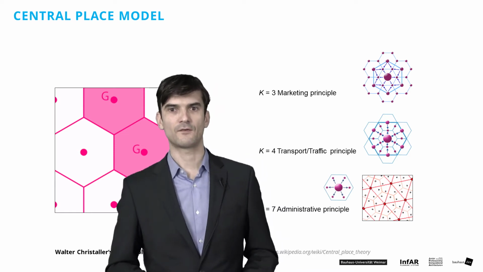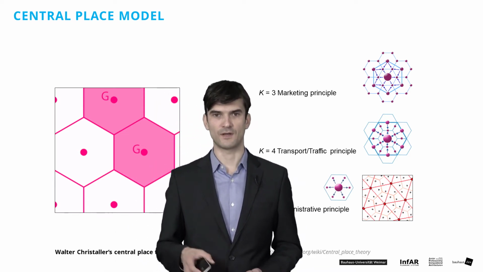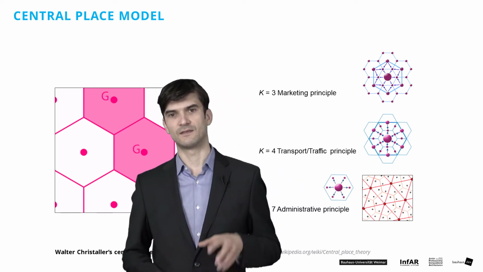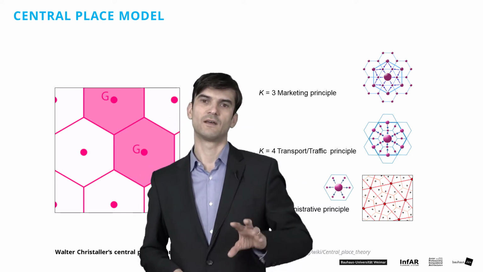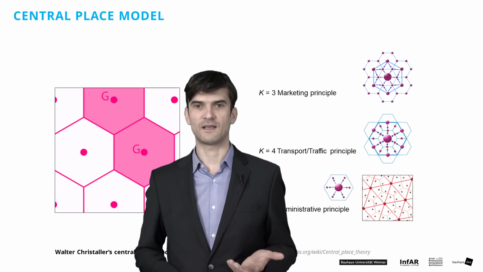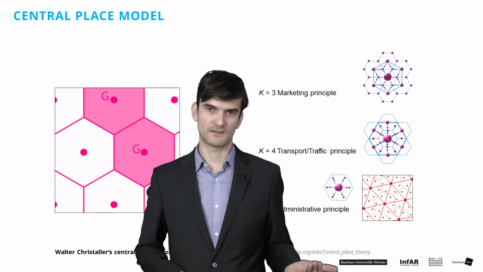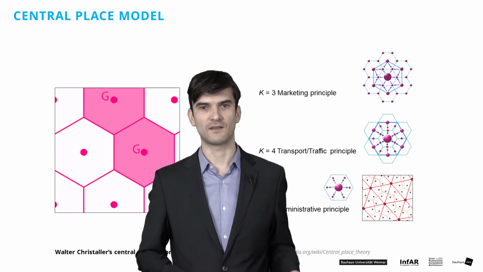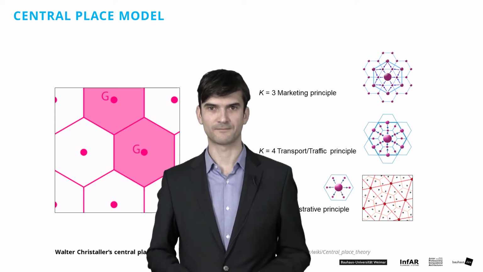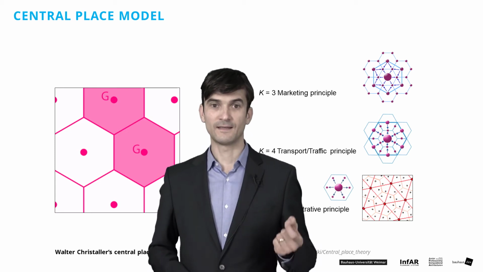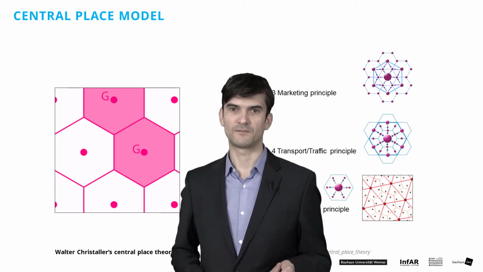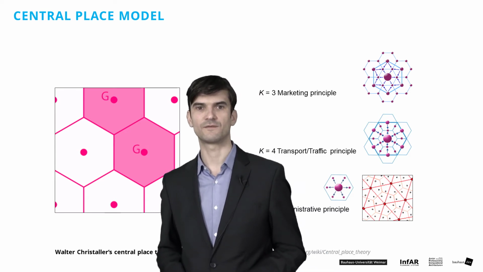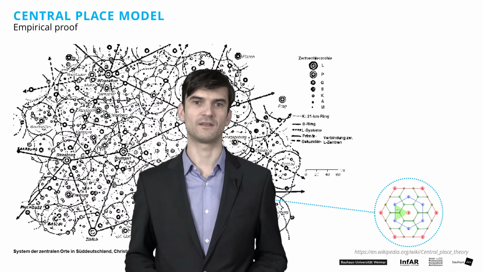For another aspect, we also have the administrative principle, which results in a slightly modified pattern, but they all share more or less the same logic, which creates this very regular pattern with a hierarchical order of centers distributed in space. The central place model was developed by Walter Christaller, who proved it empirically by the distribution of cities in southern Germany in 1933.